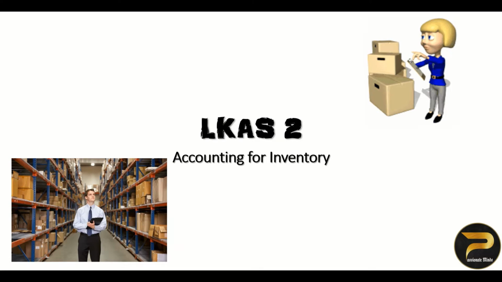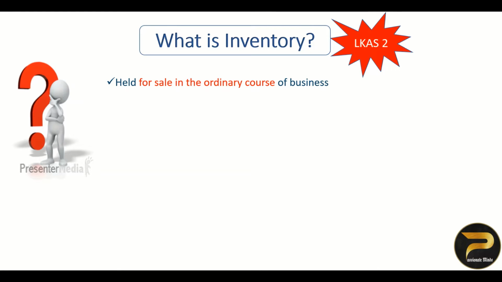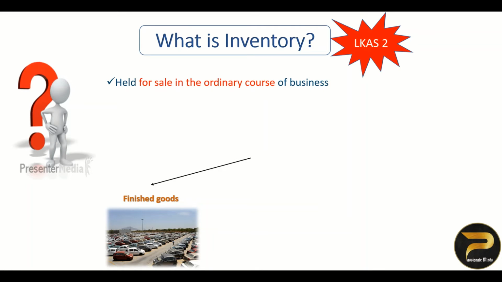Through this video, we will be summarizing LKAS 2, accounting for inventory. First, let's look at what is inventory. Inventories are assets that are held for sale in the ordinary course of business, which means that if you occasionally sell a piece of your non-current asset, such as a motor vehicle, it will not qualify as inventory because occasional sales are not in the ordinary course of business. Sales of finished goods are an example for such sale.